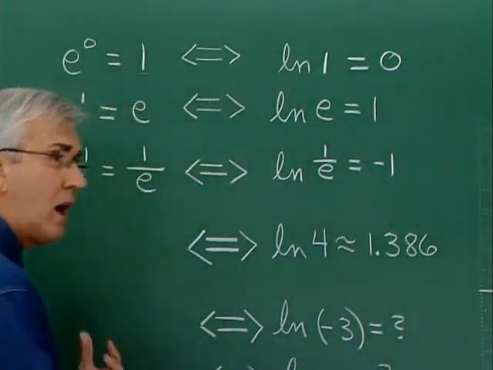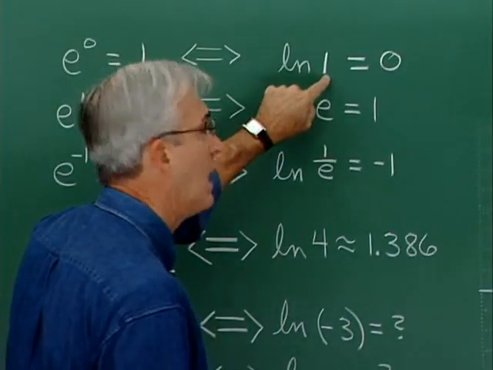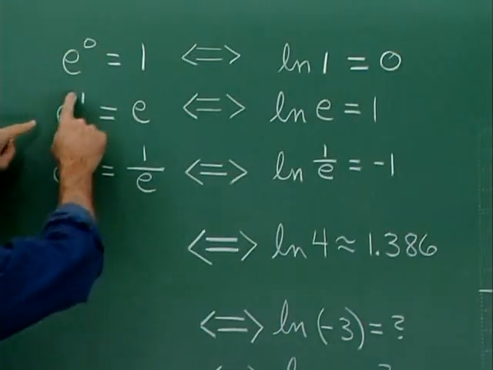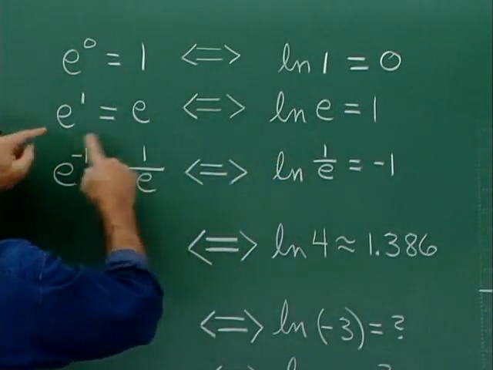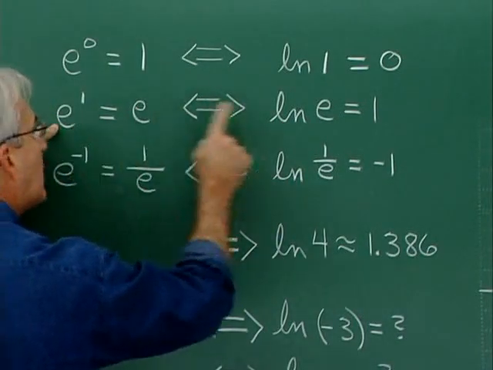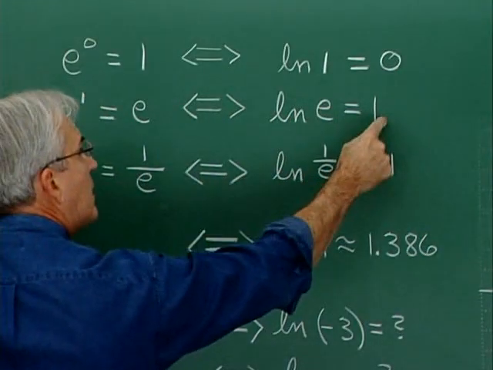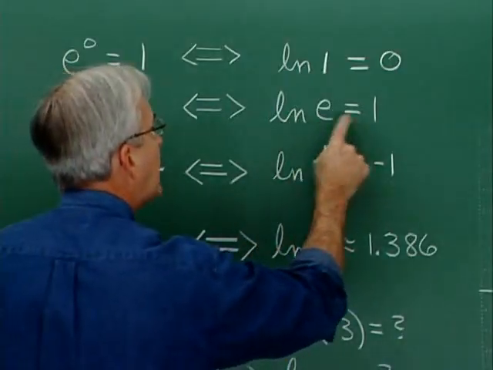You see, it's a commonality that the log of 1, regardless of base, is going to be equal to 0. e to the 1 is equal to e. We know that. So let's write that in log form. ln means the base is e, the exponent is 1, and the number is e. So ln e equals 1.